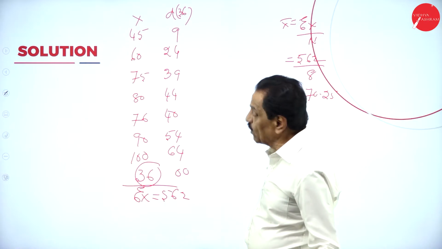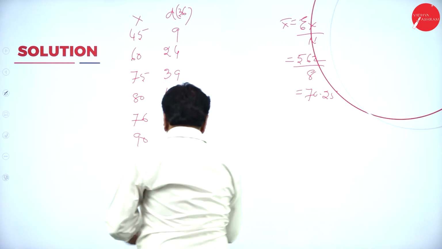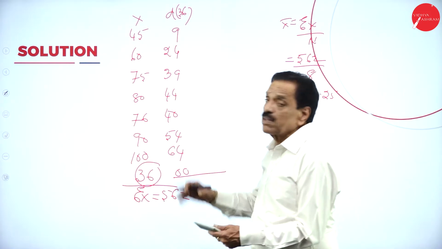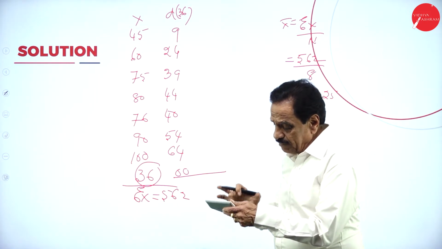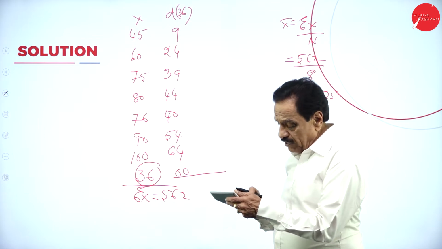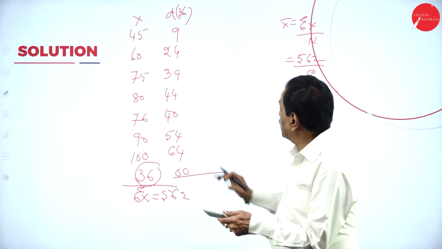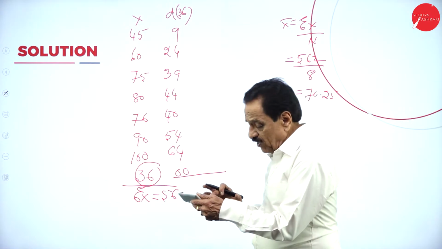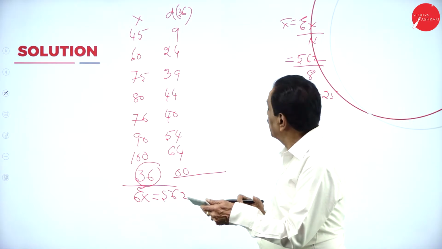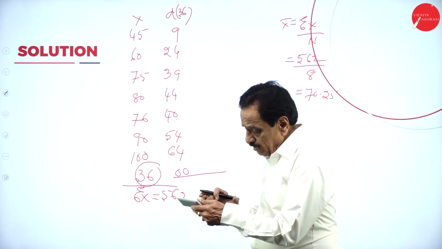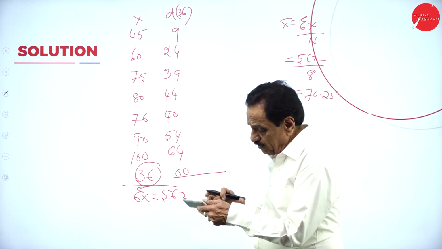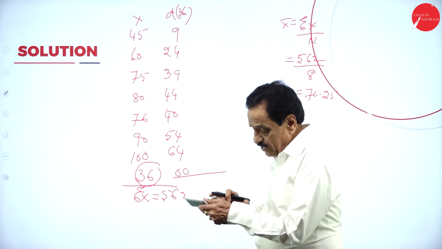What is the next step to follow? Add these numbers. What is the first number? 9 plus 24 plus 39 plus 44 plus 40 plus 54 plus 64.